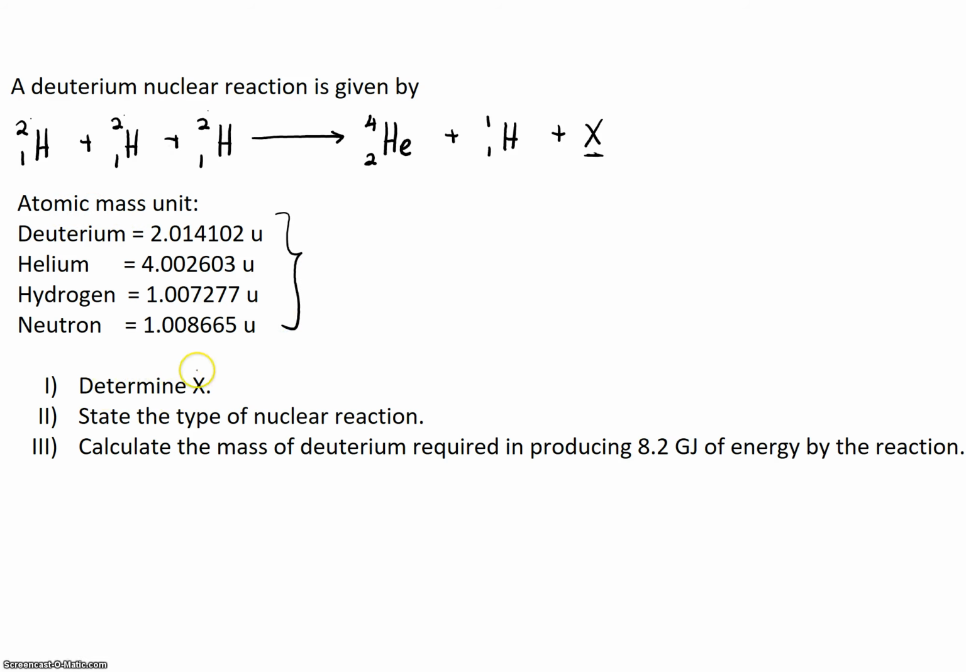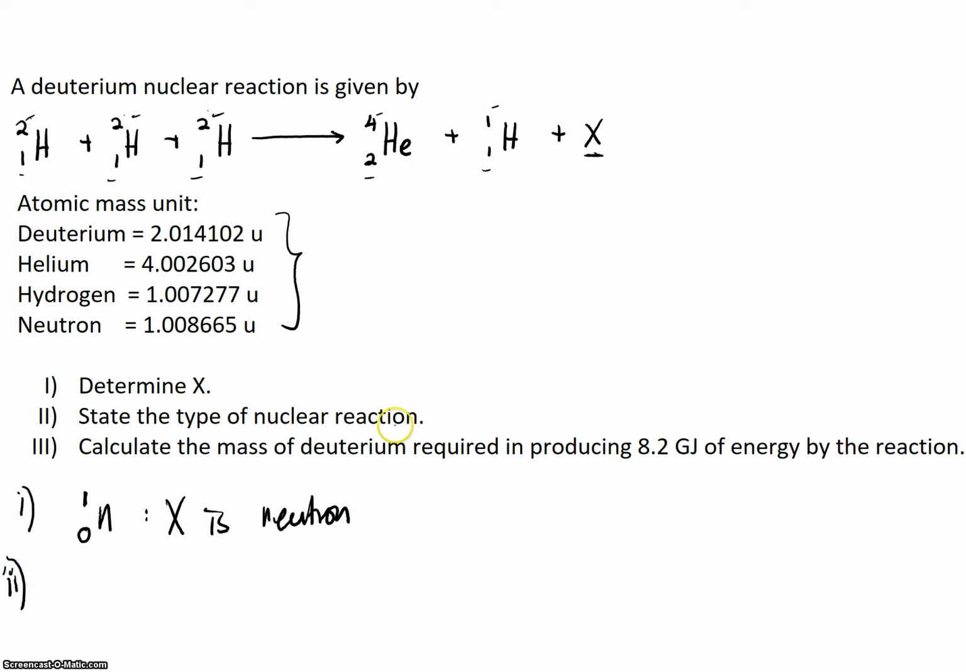So let's determine X. We have 2, 4, 6 on one side and 4, 5 on the other, so we have 1, 2, 3, 2, 3. The charge is 0, proton number is 0, which means that this is actually, sorry, neutron. So X is a neutron.